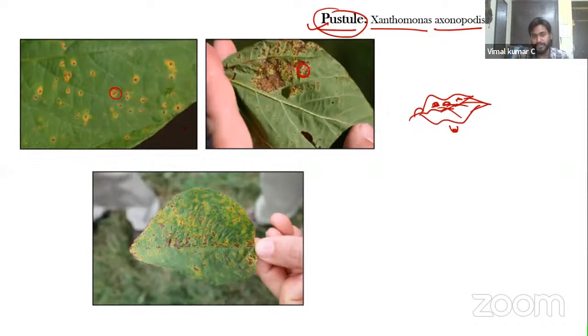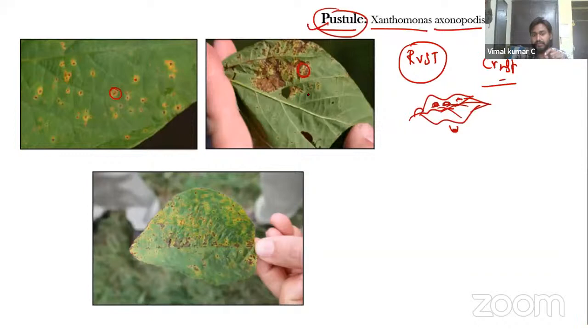One more thing is, people usually get confused with soybean rust. But rust, if you just blow on it, will easily disperse. The bacterial pustule won't; it will be just like an encrustation, like the iron rusting you can see on iron bars. It will not be easily detached from the leaf.